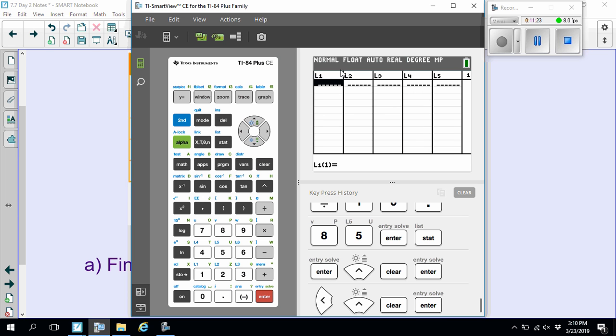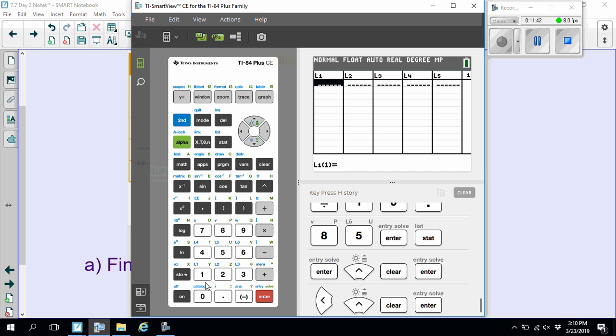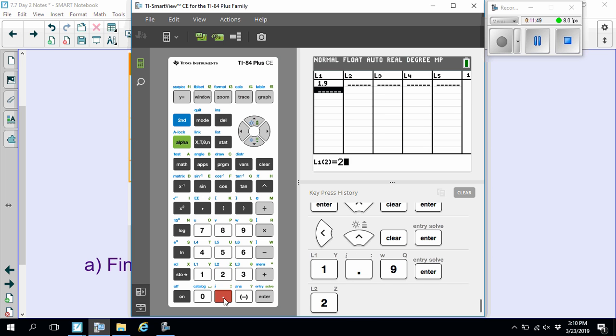So remember, we need to figure out our L1 and L2. So we go back to our table. Remember, L1 is always our X value, and L2 is always our Y values. So go ahead, we're going to plug in L1 and L2. So we're going to plug these values in for L1. When you do that, remember you plug in the number and then you press enter afterwards. And then we do the same thing. So we do 2.92, enter, and then so on.